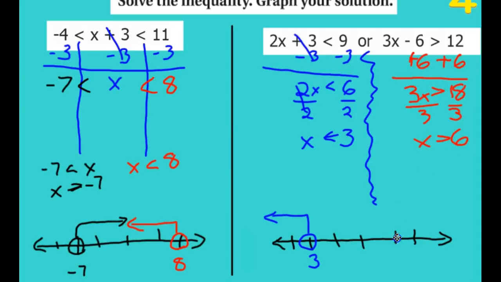Here x is greater than 6, so another open circle pointing to the right now. And this is 6. So we had arrows pointing in opposite directions, which we know we should have because we have this OR inequality.